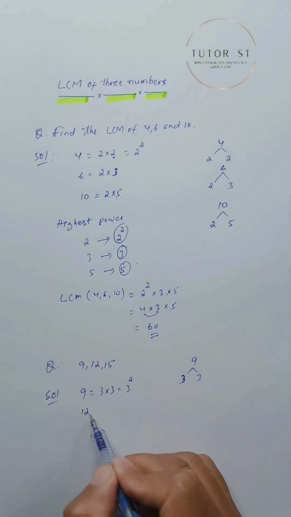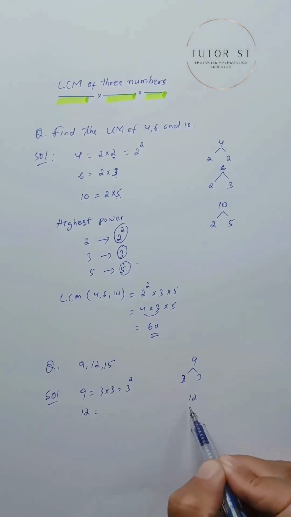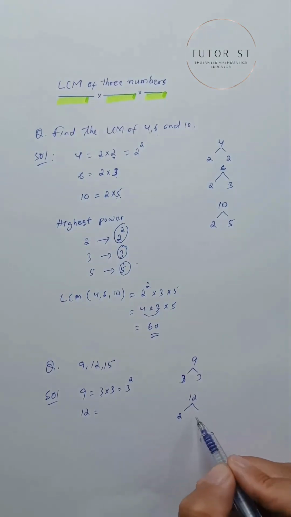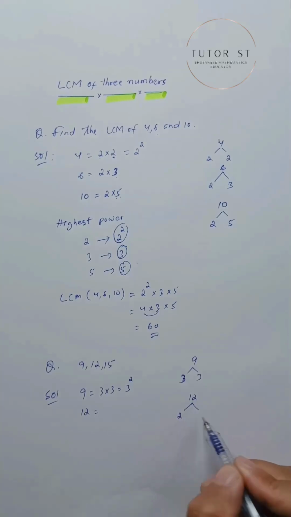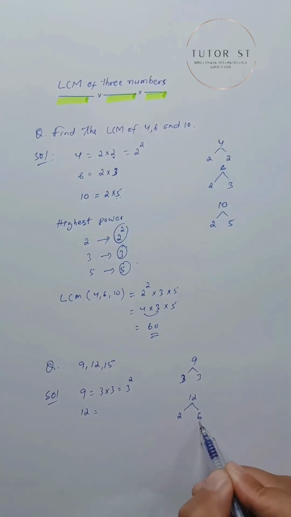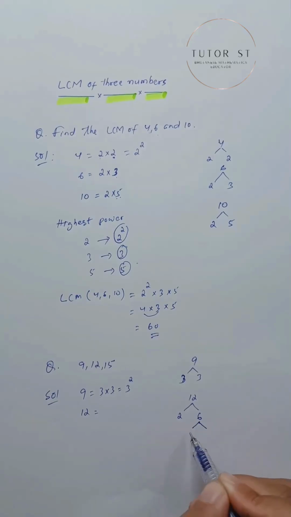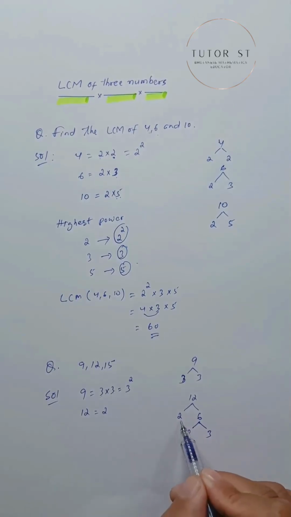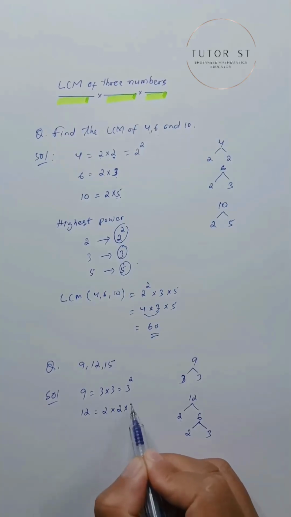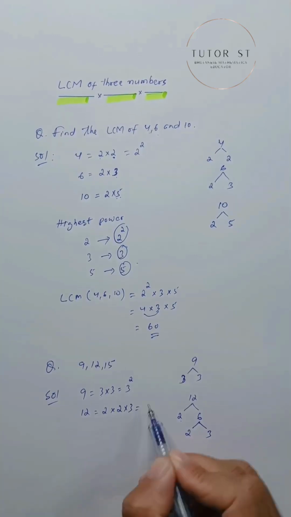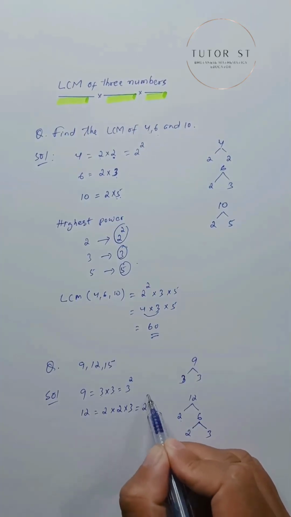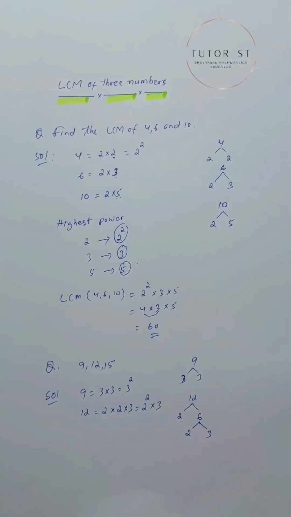Now let us go to 12. 12 is an even number. Therefore, I can multiply a number with 2 to get 12. So 2 times 6 will give you 12. 6 is not a prime number, so we need to break this down. 2 times 3 will give you 6. Therefore, the prime factors of 12 are 2 times 2 times 3. I have two 2's here, so I can write it as 2 raised to the power of 2 times 3.